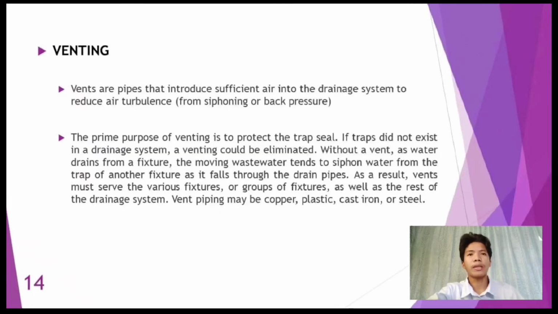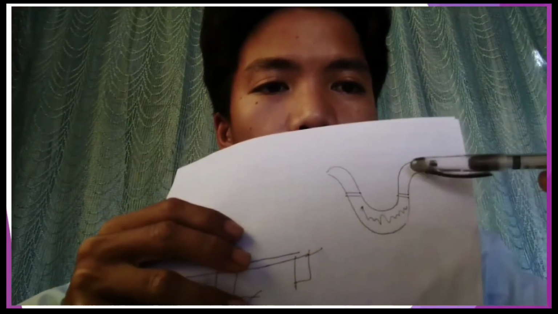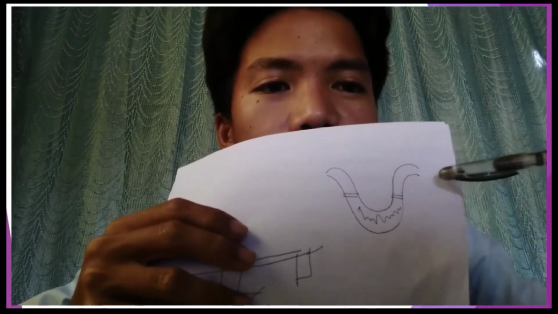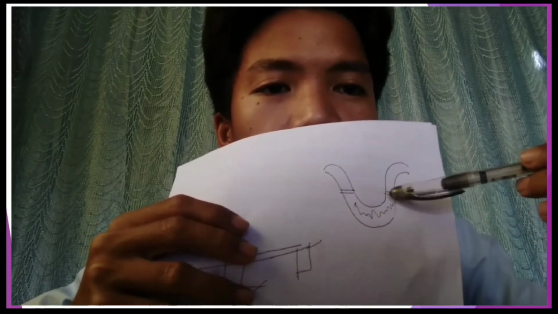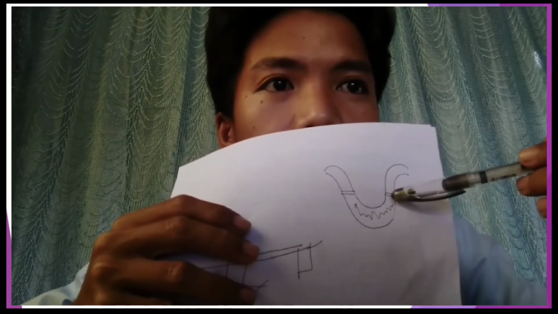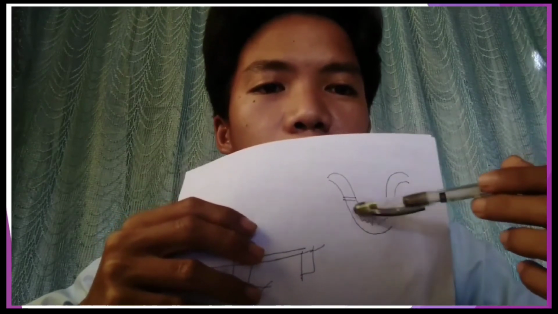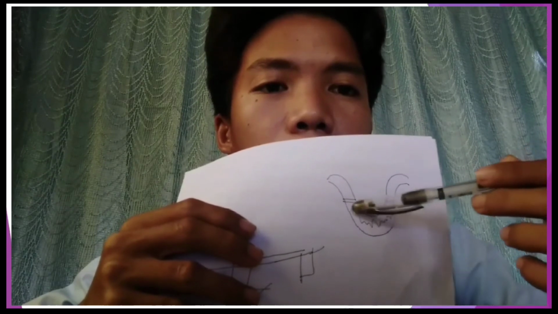So, next is venting. Vents are pipes that introduce sufficient air into the drainage system to reduce air turbulence. Yung venting naman na to is nakakatulong din siya sa diretsong pag-flow ng wastewater sa ating drainage system. The prime purpose of venting is to protect the trap seal. Yung venting nga is nakakatulong para maprotektahan yung trap seal natin kasi sa trap natin is may mga seal yan. Kung walang venting yan, yung air is ipipilit na dito lumabas yung hangin. Kapag dito pinilit, halimbawa nasira yung trap seal na to, magkakatagas na yung mga pipes natin or traps. Yung magiging epekto nyan is yung pagtulo ng tubig sa ating mga ceiling.